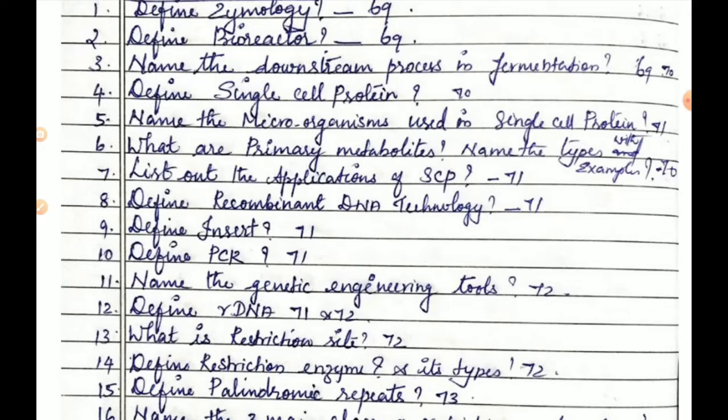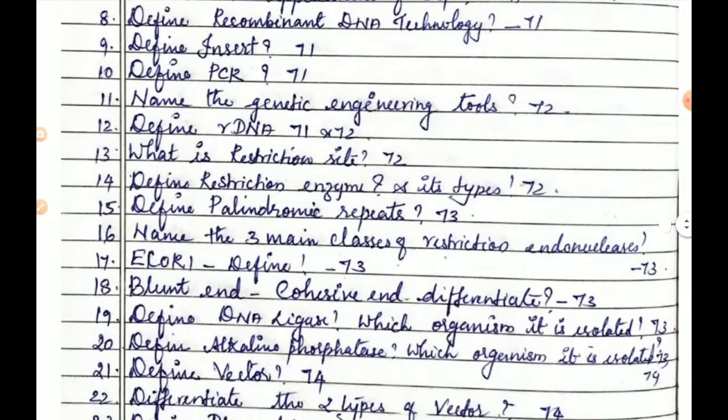11th question. Name the genetic engineering tools. It is given on page number 72, under the heading Tools for Genetic Engineering 4.4. In that paragraph, the right side first line: the basic tools are enzymes, vectors and host organism. The most important enzymes for genetic engineering are the restriction enzyme, DNA ligase and alkaline phosphatase. Close the bracket.